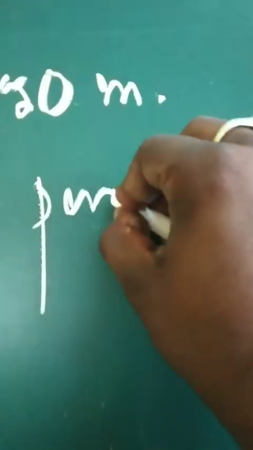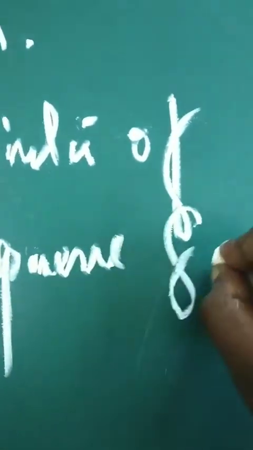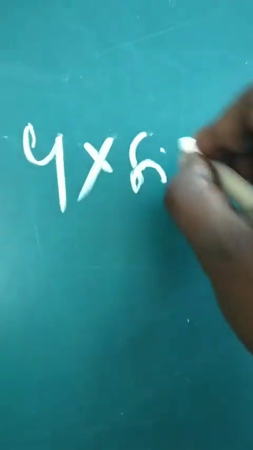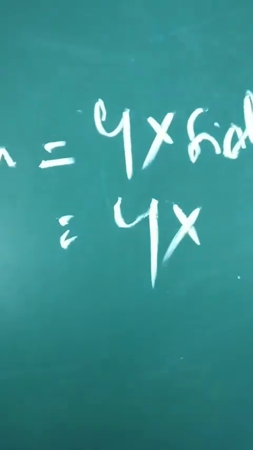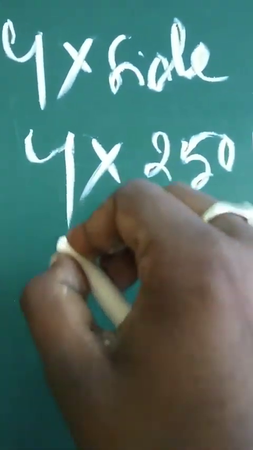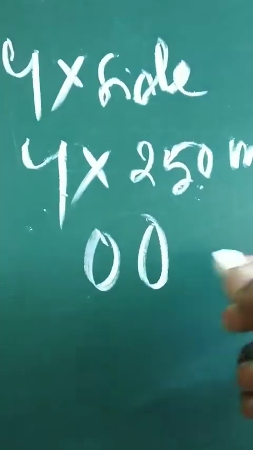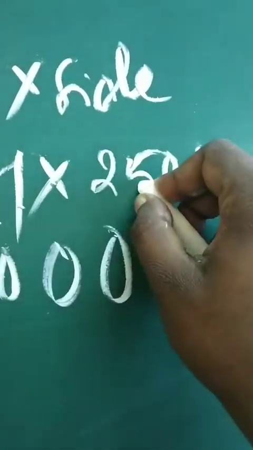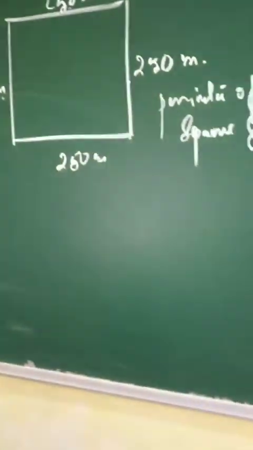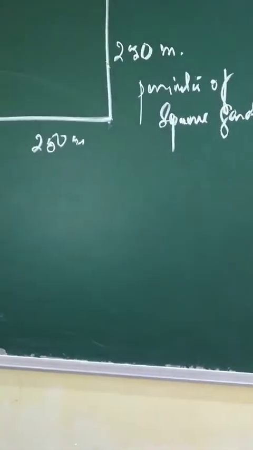Perimeter of square garden is equal to 4 into side. So 4 into the measure of each side, 250 meter. 4 into 250 is 1000 meter. 1000 meter is the perimeter of this garden. The perimeter of this square garden is 1000 meter.